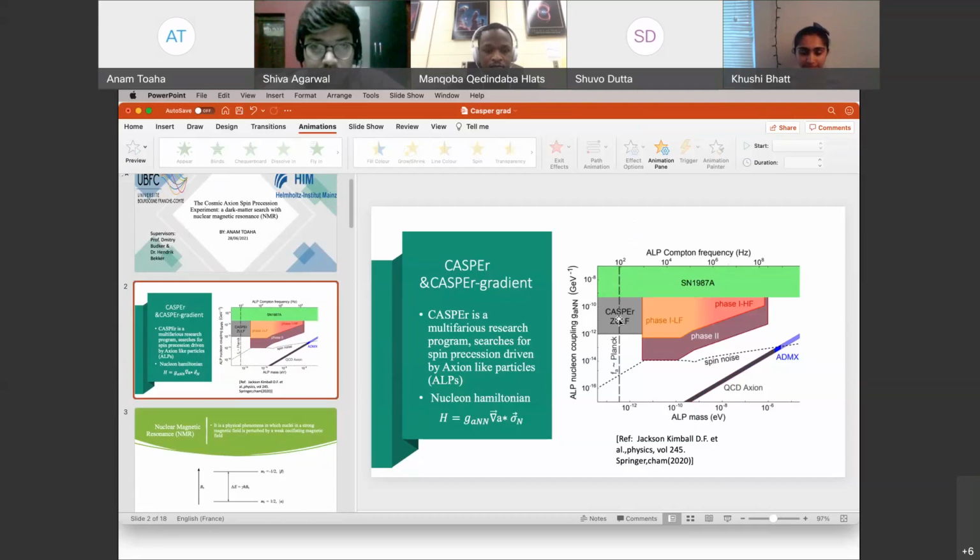My work is not this. I've just explained the basics: what the experimental reach is for CASPEr gradient, what they are going to work on, and what their main aim is. Their main aim is to occupy this region. I have taken the picture from the paper, and I have given the paper reference also. They have worked very well on this. My work is especially on SQUIDs, so there is no connection between this and my work. Okay, I understand.